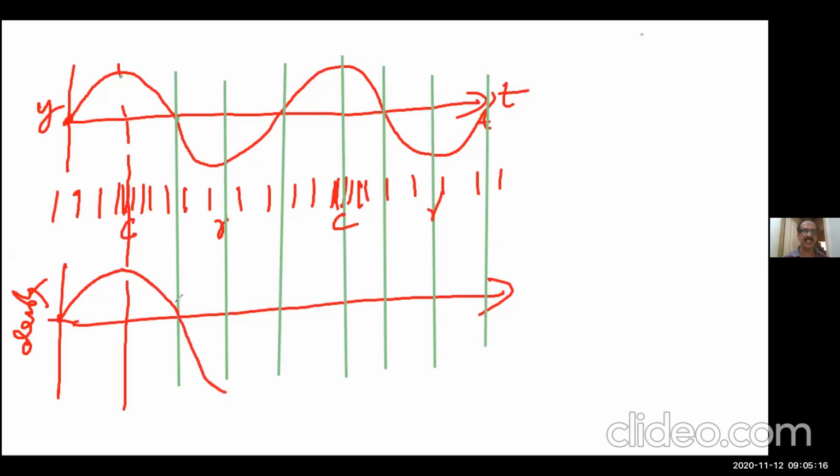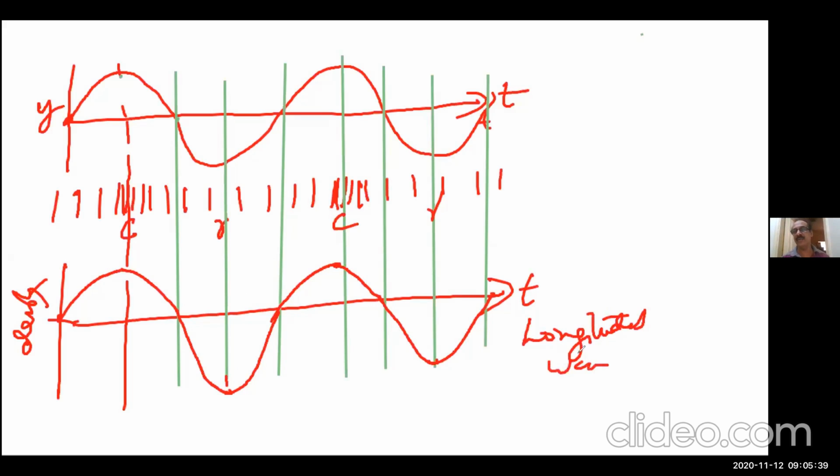So here it is rarefied. That means density goes lesser than the normal value because air expanded. Then again it comes to the normal value. Then again compressed. Again it goes to maximum. Again goes to normal like this. You see, rarefied. So this is density variation with respect to time. This is longitudinal wave representation. This is transverse wave representation.